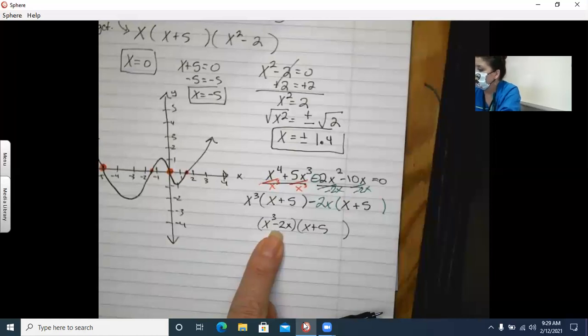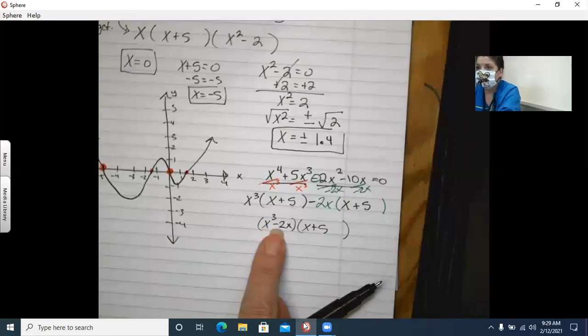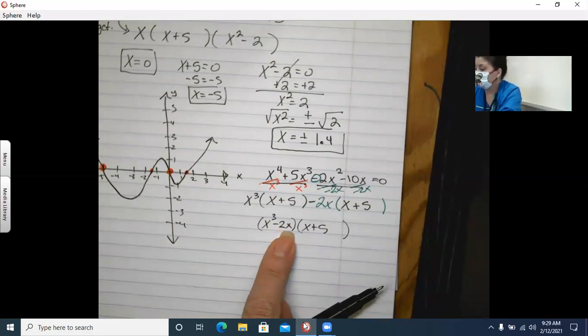What is the greatest common factor of this first group? Anyone? Do they both have an x? How many x's can I take out? One x. Coefficients, I've got 1 and negative 2. Does anything divide into 1 and negative 2 evenly besides 1? No, so my GCF is x. I'm only factoring that out of the first group. That second group didn't have a GCF.